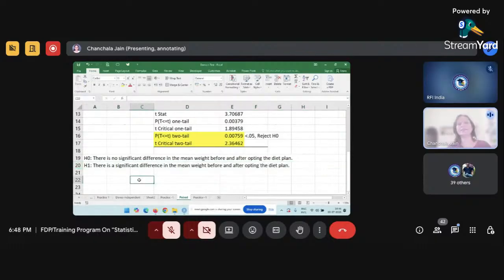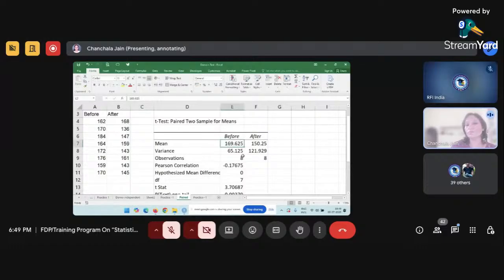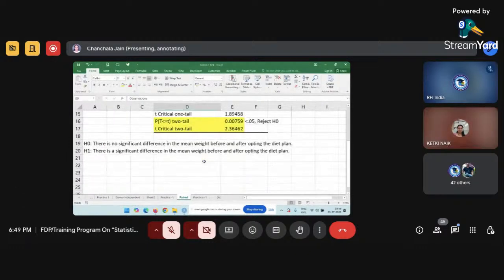I will say there is a significant difference in the mean weight before and after opting the diet plan. When the difference is coming, I can compare: the before diet plan mean weight was 169, after opting it, it is 150.25. That means there is a reduction in the weight after opting the diet plan. Yes or no? Yes, clearly it is visible. So I can say that the diet plan is effective. Right? This way, this is the paired samples t-test.